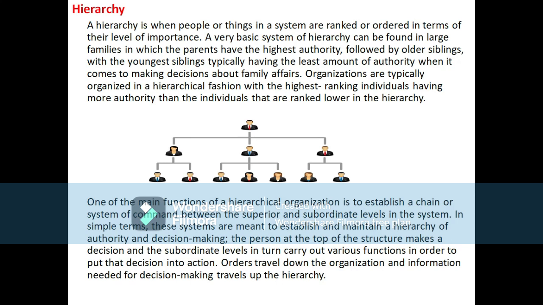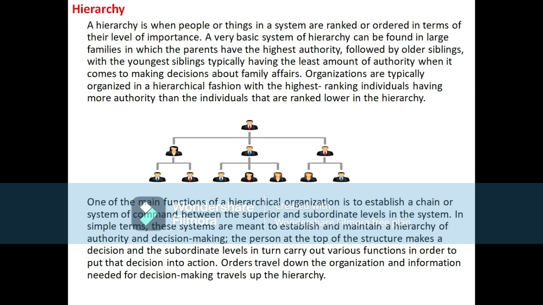So we have different levels in the organizational structure: top level, medium level, and lower levels of management. Likewise, different levels of management are seen in the organization, and these levels of management are known as the hierarchy or hierarchical organizational structure. A very basic system of hierarchy can be found in large families, in which parents have the highest authority, followed by older siblings. This is an example related to hierarchy.